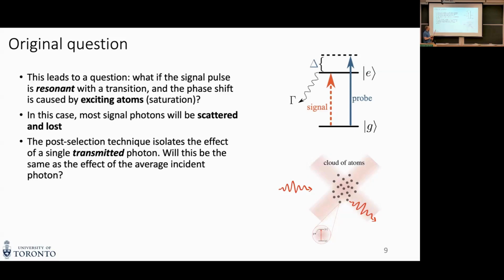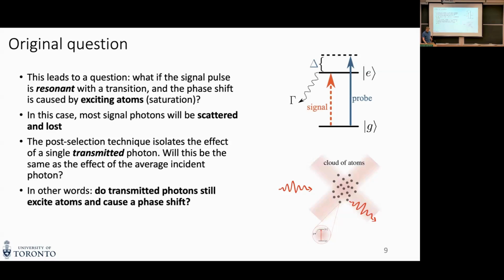Because in this case, you know that you had the effect of one photon, but it's specifically one photon that was transmitted through the medium. And here we have a situation where most photons are not transmitted. So we had this question: will we still get a phase shift if the phase shift is caused by excitation, which is normally followed by scattering and loss, but we post-select on not getting any scattering and loss? In other words, our original question was, do transmitted photons still excite atoms along the way, even if they're not scattered anywhere?